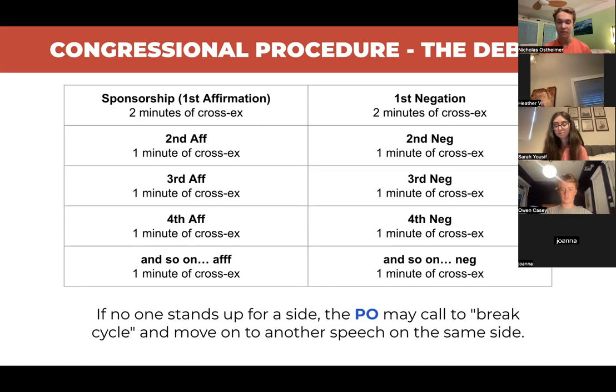It happens very often in Congress, even at high levels of competition, that you go into a round and 8 people have an aff prepped and 2 people have a neg prepped. And the judges really do not want to hear 6 affirmation speeches in a row. But if that needs to happen, the presiding officer may call to break cycle and just move on to another speech on the same side. This is highly undesirable. And if you are giving the same side multiple times in a row, the judges have no choice but to tune out, because at some point your side just keeps saying the same thing and you're not adding anything new to the debate. Any questions on that?